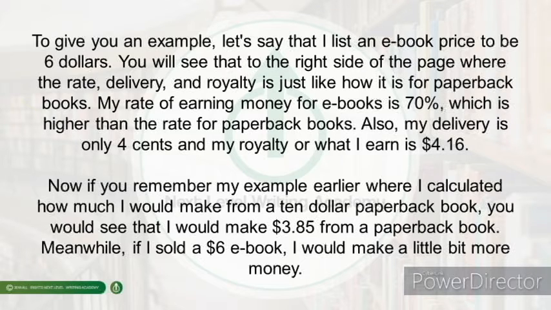So to give you an example, let's say that I price an ebook at $6. You will see that to the right hand side of the page, the rate, delivery, and royalty is just how it is with the paperback books from the last chapter. However, my rate of earning money for my ebooks is 70%, which is higher than the rate of the paperback books. Also, my delivery is only 4 cents, and my royalty, or what I will be earning, is $4.16. Now, if you remember from my example earlier where I calculated how much I will be making from a $10 paperback book, you would see that I would only be earning $3.85 from a paperback book. Meanwhile, if I sold a $6 ebook, I would be earning a little bit more money.